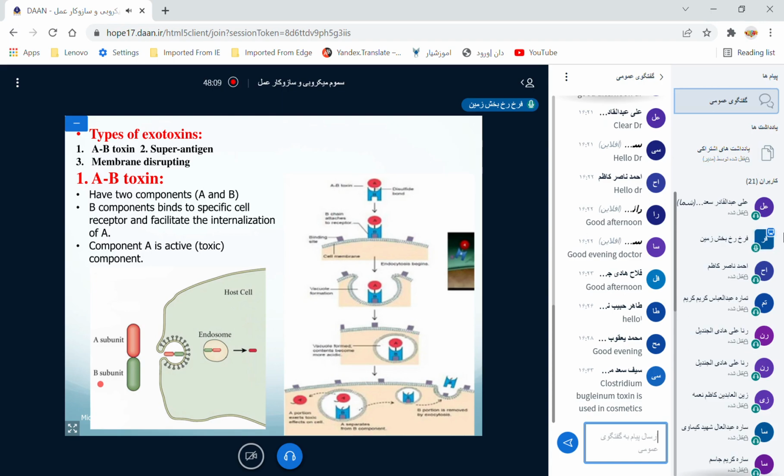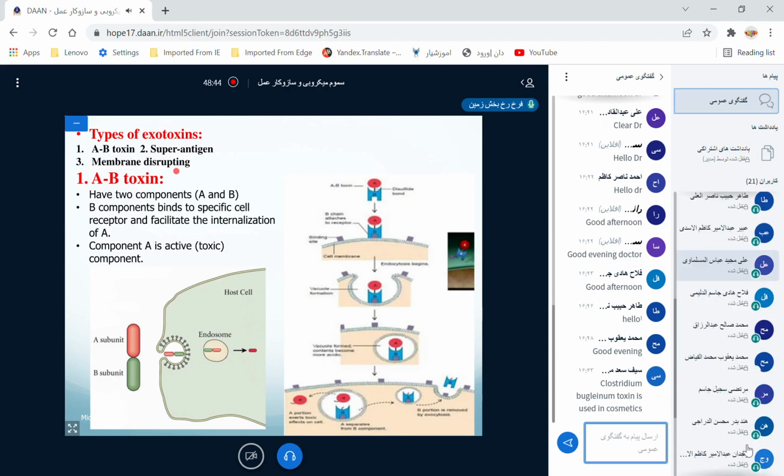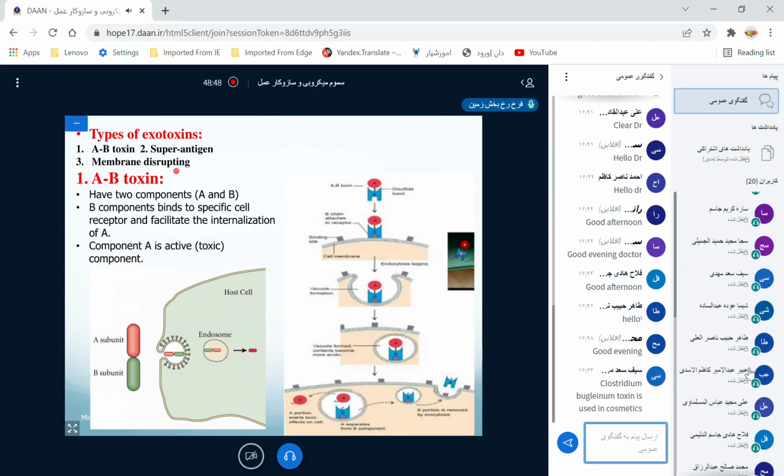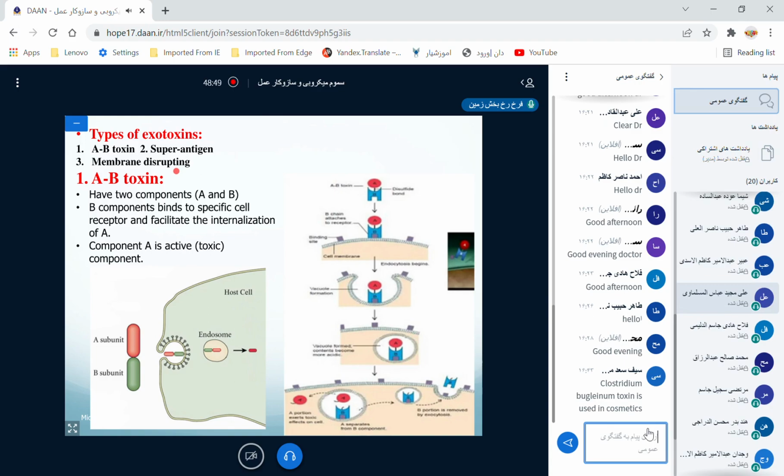The other exotoxin we call a super antigen. And the last one is membrane disrupting exotoxins. So AB exotoxin, superantigen exotoxin, membrane disrupting exotoxins. In a few minutes we want to discuss what they are and what their actions are.